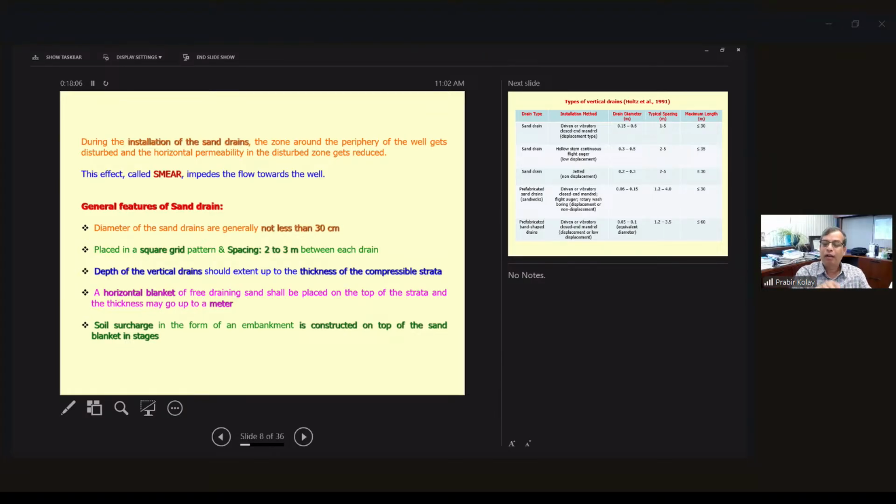Okay? A horizontal blanket is placed at the free draining surface on the top of the strata, and then you put a surcharge load. So basically, water can go horizontal, water can go vertical, water can go horizontal and then vertical, and on the side, water can go too. The horizontal blanket on the top may go up to 1 meter. Soil surcharge in the form of an embankment is constructed on top of the sand blanket in stages.